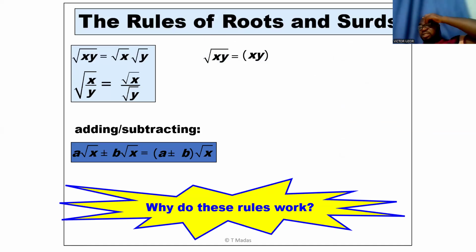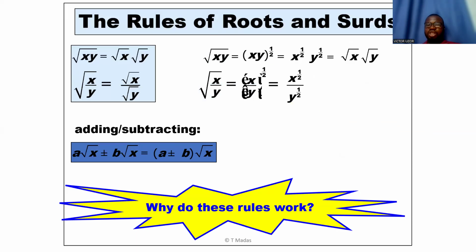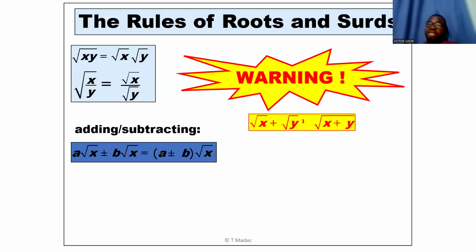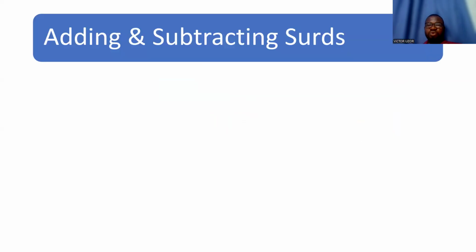So why does this rule work? Remember, if you watched the indices video, I said that when you have a root, a square root is like raised to the power 1 over 2. And that power 1 over 2, every one of them is going to take it, the same way it works in division. Now, it's important to know, warning, that root x plus root y is not the same as in multiplication. Don't go and say that since multiplication works, addition should also work. It doesn't work that way.